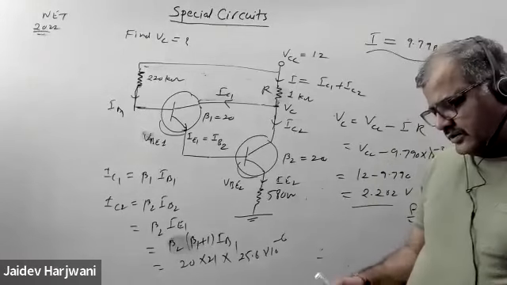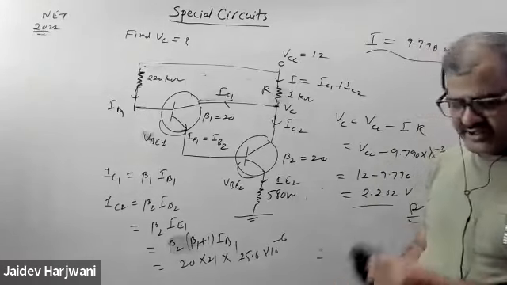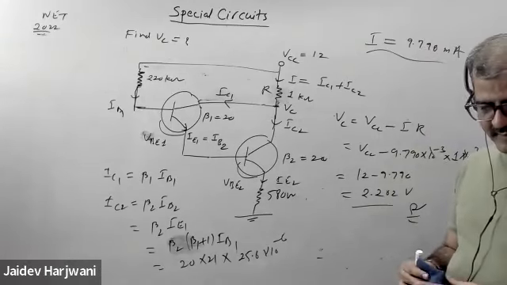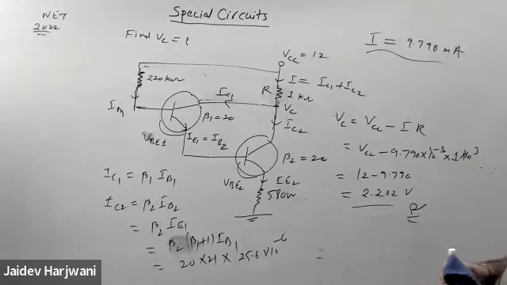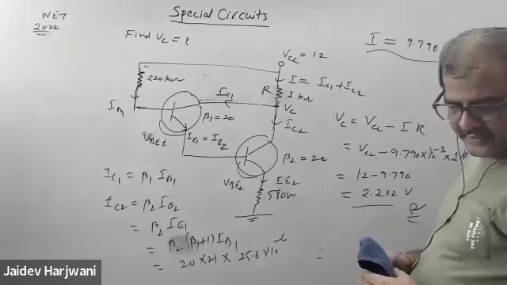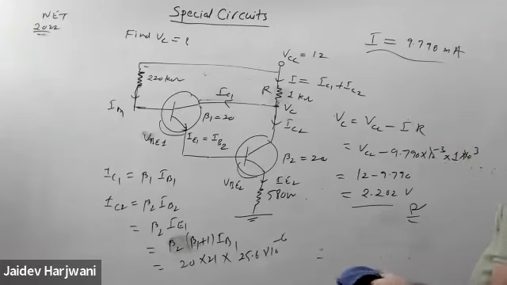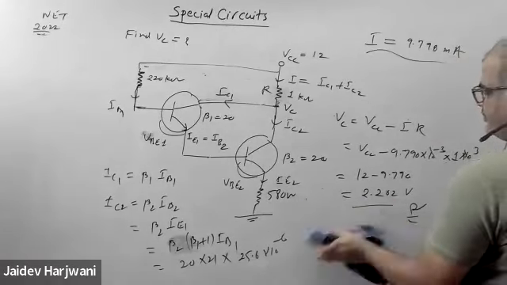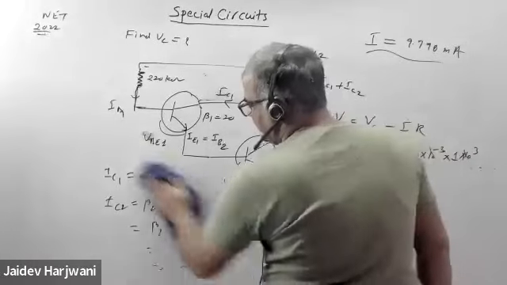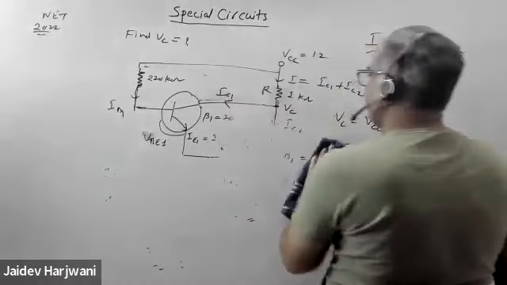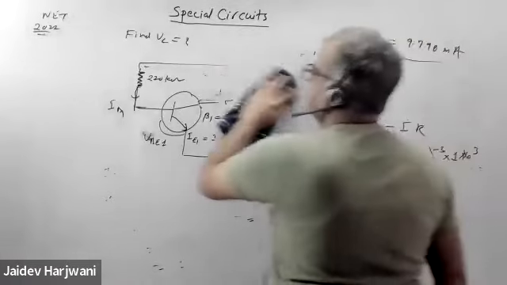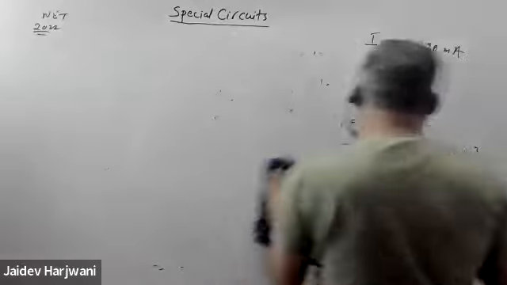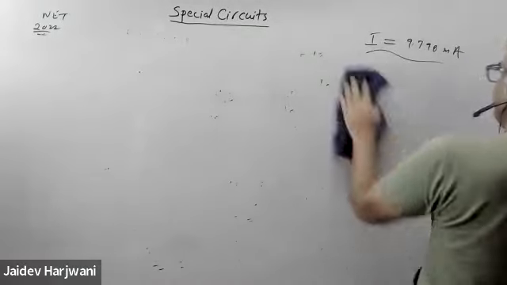Any doubt? Is there any confusion in this question, in the Darlington pair? Okay, if there is no problem, I can switch to another problem. Okay, so let me read this one. So the answer is 2.202. This question came last year. So this is one kind of special circuit. Okay. Let us discuss some more circuits.